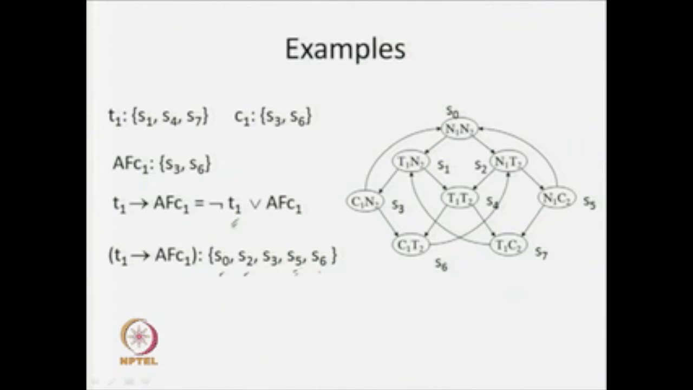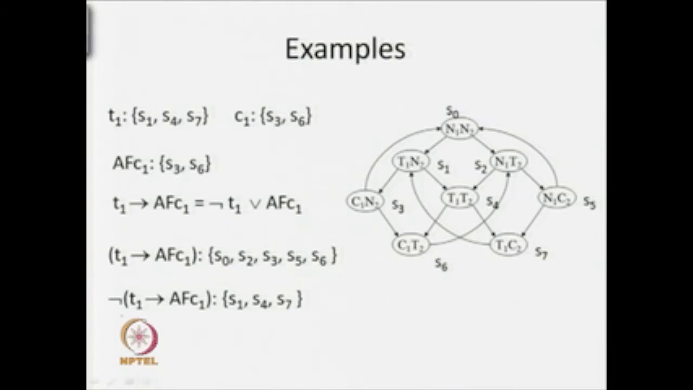On the other hand, not of T1 is also true over here. So, we are going to get this. But in the remaining three states S1, S4 and S7, AFC1 is not true, and similarly not of T1 is also not true, because T1 is true in this particular state. So, these three states are not coming into the picture. So, T1 implies AFC1 is basically true in S0, S2, S3, S5 and S6.